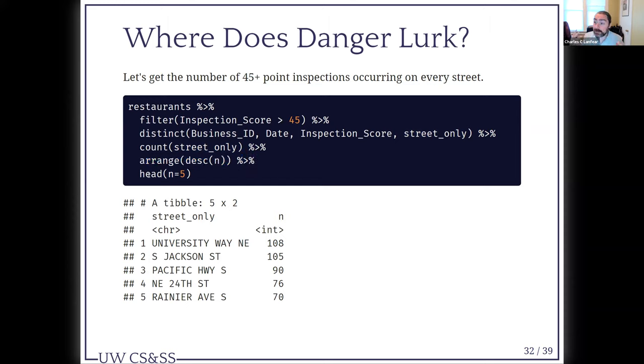Well, as you might expect, danger lurks where delicious food lurks, and I'm not going to stop eating in all these different streets. University Way Northeast, nope, not going to stop eating in the district. South Jackson Street, well, that's the International District. I'm not going to stop doing that. Pacific Highway South, up Aurora, all kinds of good food. Not going to stop going there. Northeast 24th Street, nope, not going to stop eating there. Rainier Avenue South, nope, not going to stop eating there. So I guess where danger lurks is where I'm still going to go and get poisoned. But yeah, so we found out something interesting. We know where bad inspections are. Honestly, it's just where more restaurants are. You could instead divide by the number of restaurants or something like that and figure it out.